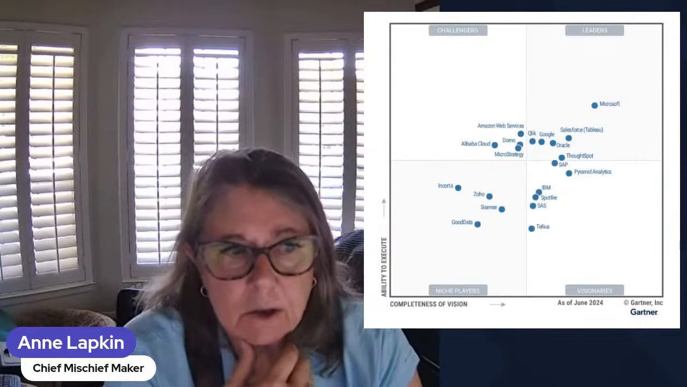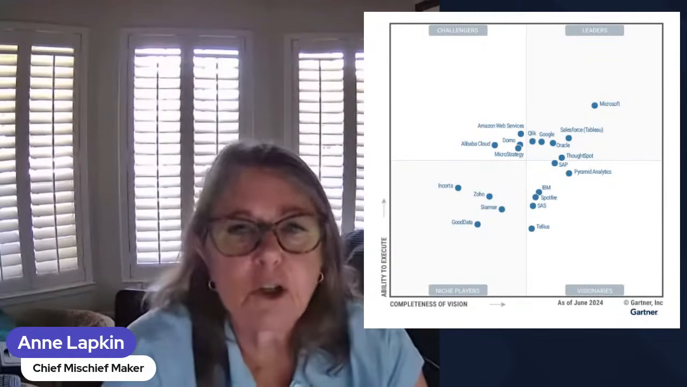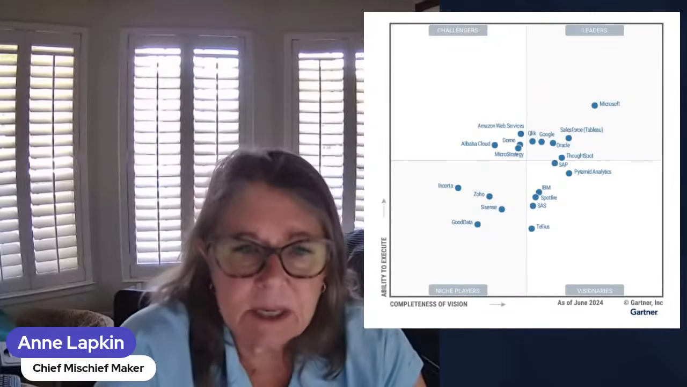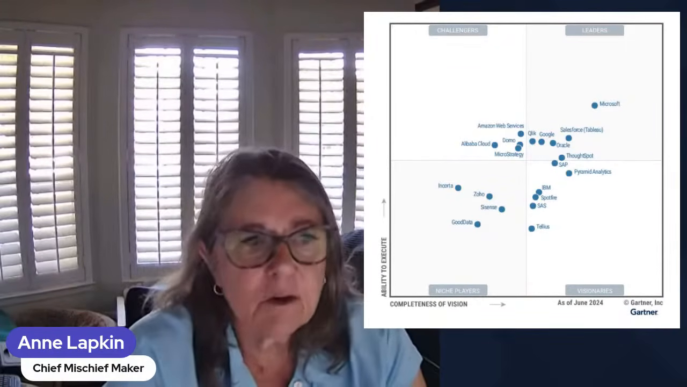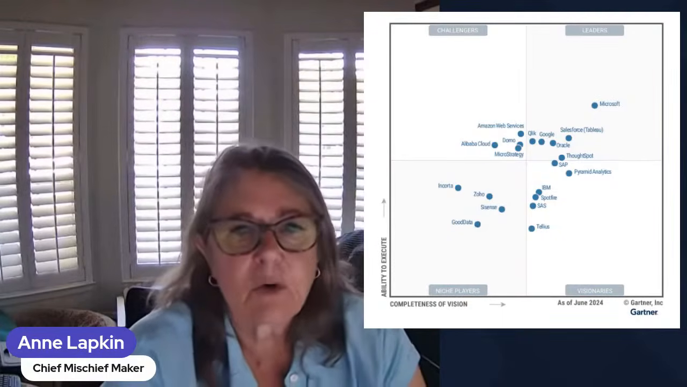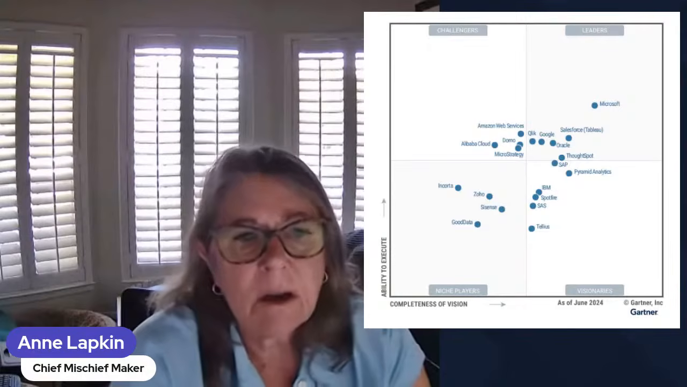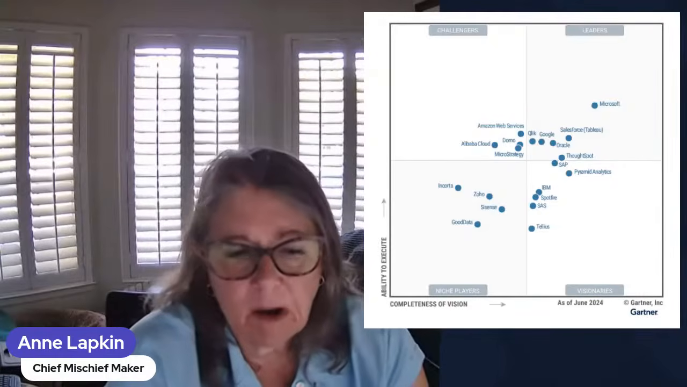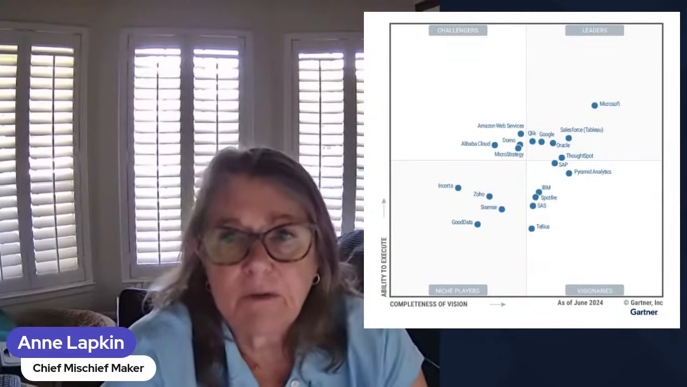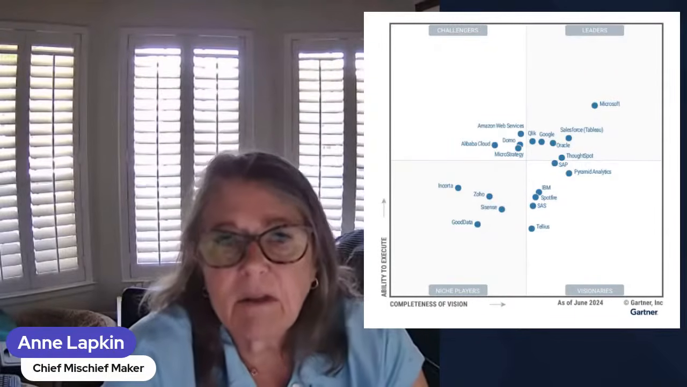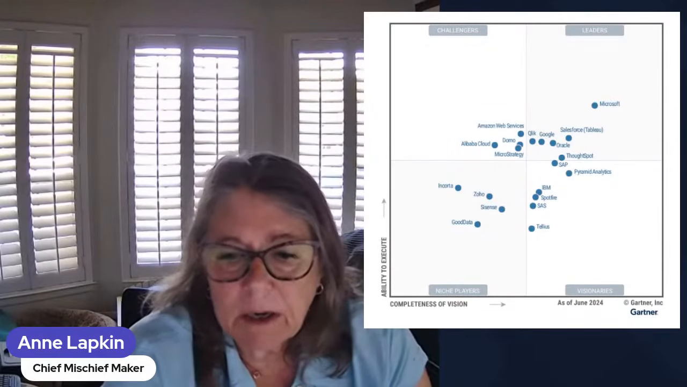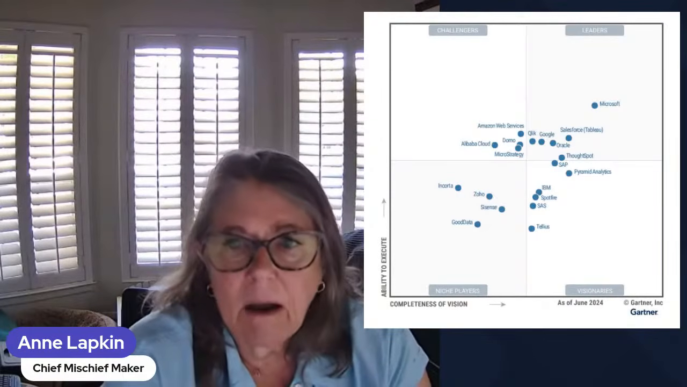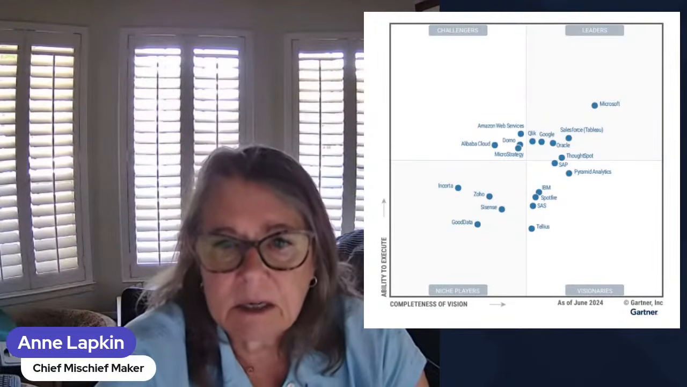MicroStrategy was in challengers. They have moved almost to the leaders line, not because they're executing better, but because they've demonstrated, with the introduction of their AI tools, a strengthening of their vision. And Pyramid, of course, for the same reason, because of their innovative use of generative AI, their innovative use of AI in general, and also the fact that they are showing a strong presence in this convergence of data science and analytics. So I want to talk about that convergence.